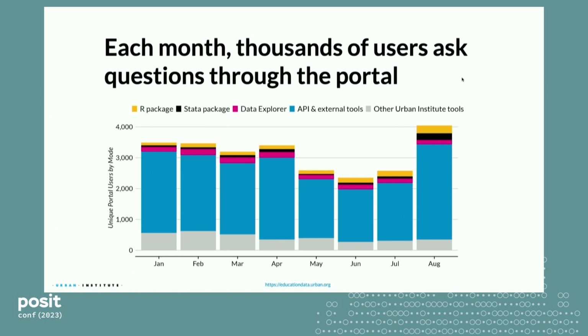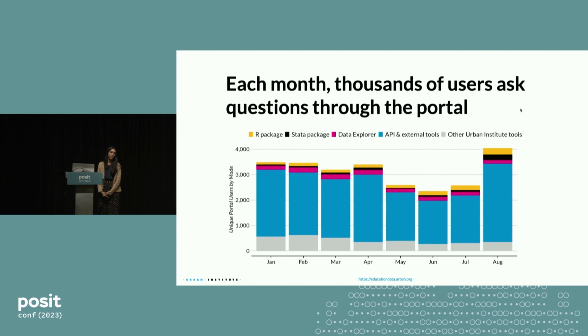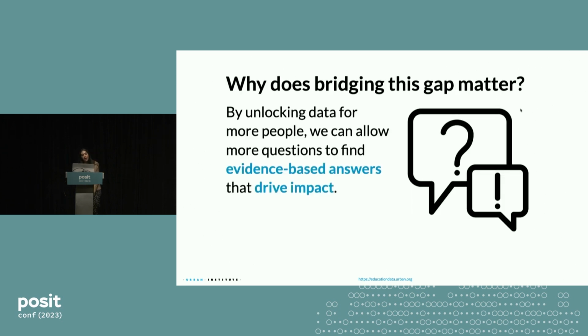So ultimately, while folks in this room who are data scientists or data engineers, it comes really natural to us to think about building tools for other data scientists or other engineers. Similarly, as R programmers or Python programmers, it might be really natural to think about building tools for other R programmers and Python programmers. But I think that by unlocking data for more people, we can allow more questions to find evidence-based answers and ultimately drive impact in the places that folks are working.